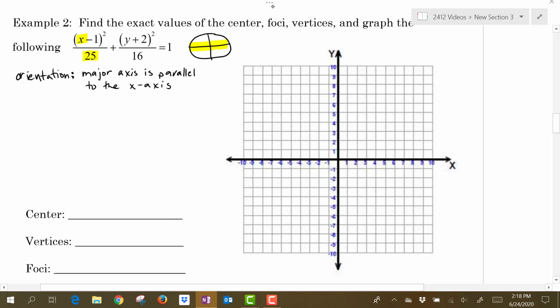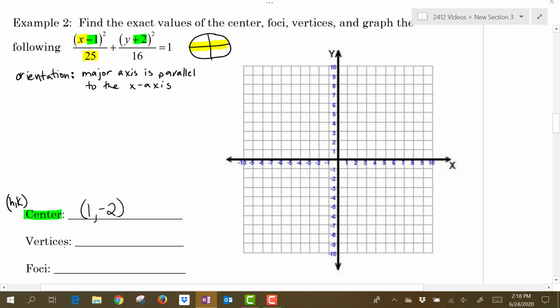Alright, let's find the center. Okay, remember that the center is going to come from the numbers that are after the variables x and y in the parentheses. And they're always going to change signs. So the center would be a +1 and then a -2. Remember, the center is the h, k.